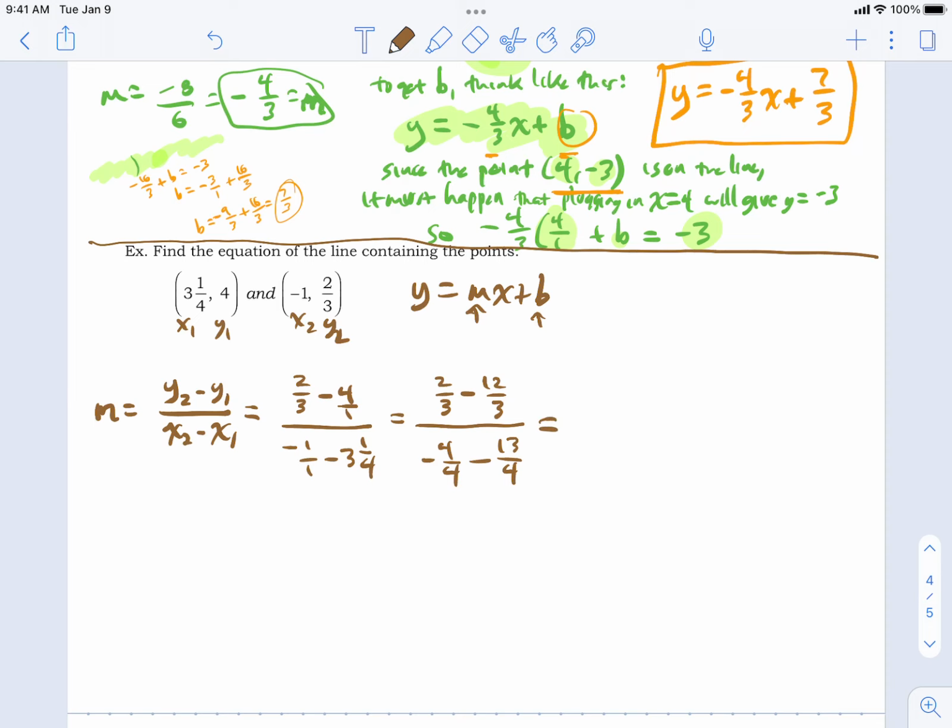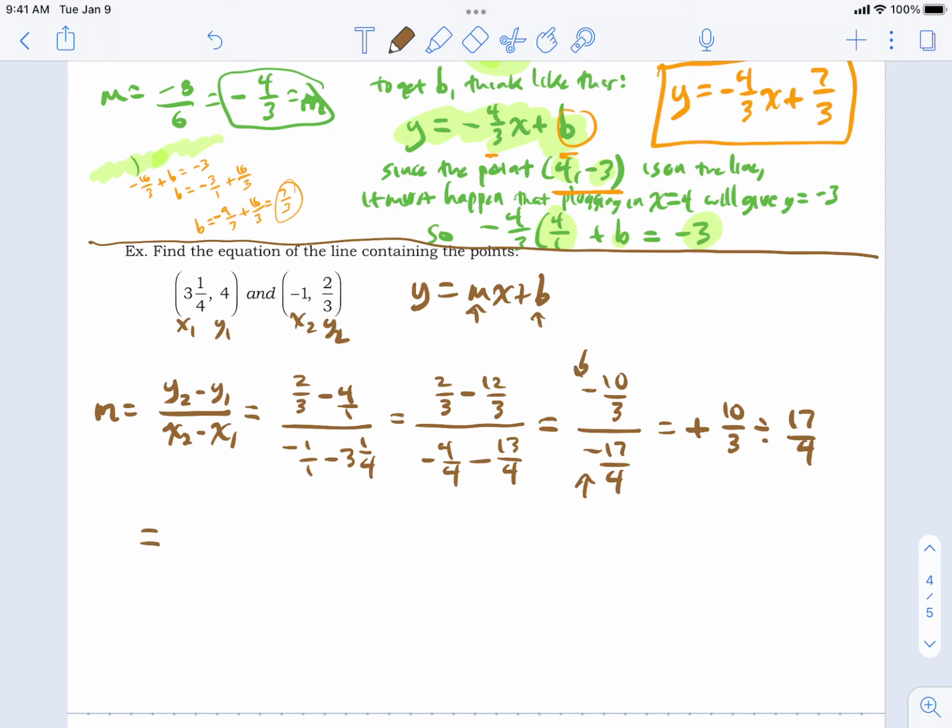So up here I can do the subtraction now. 2 minus 12 is -10/3. And on the bottom, -4 minus 13 is -17/4. Notice that the two negatives are going to cancel. We're going to get a positive something. Take the fraction that's on top and divide it by the fraction that's on the bottom.